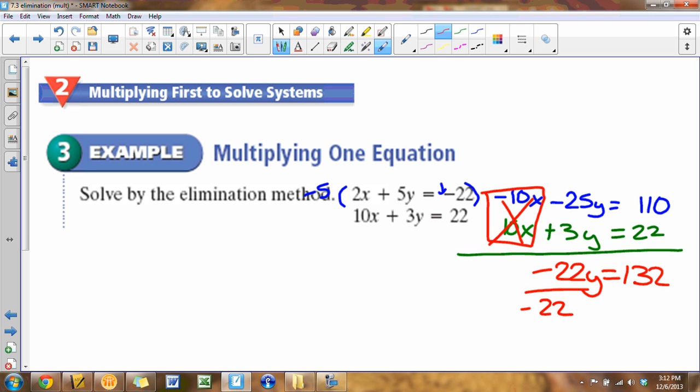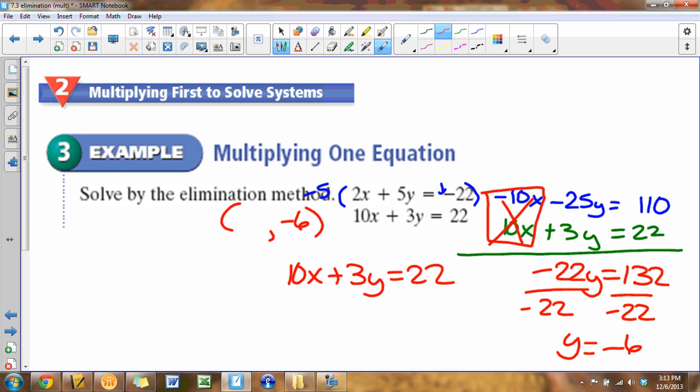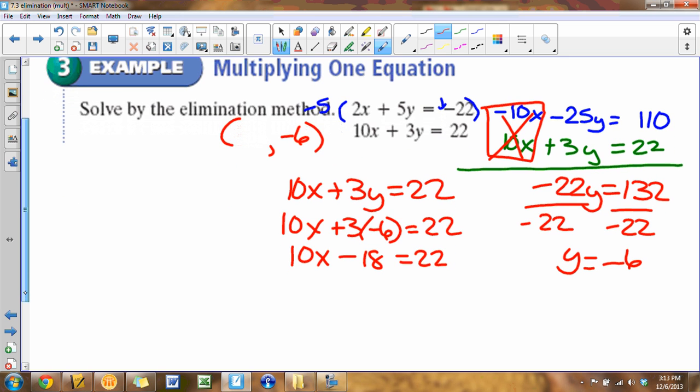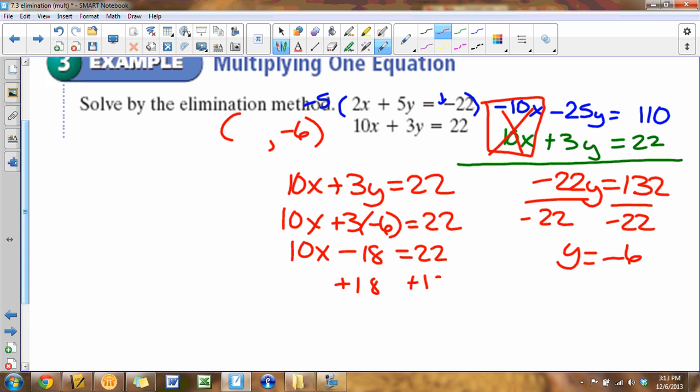132. Divide by -22 on both sides. And y equals, what is it, -6? Yeah, -6. Now, that's my y value, and I'm going to come over here and put that in here for y. But I still have to get my x value. So I'm going to have to go back to one of my original equations, and it doesn't matter which one. So 10x plus 3 times -6, 10x minus 18, add 18 to both sides.